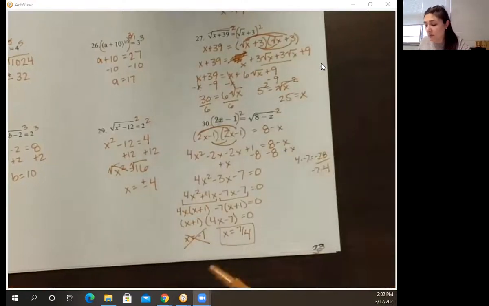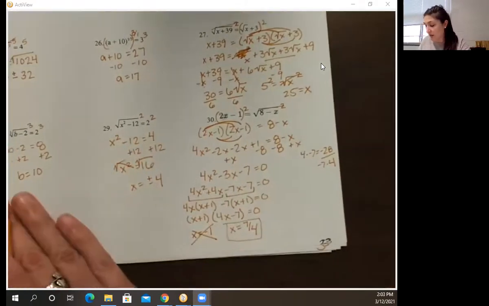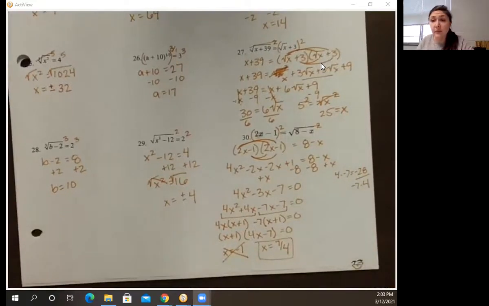Okay. You can also check by plugging in your values for x into your function. That would work too. So those are the solving problems from your review.